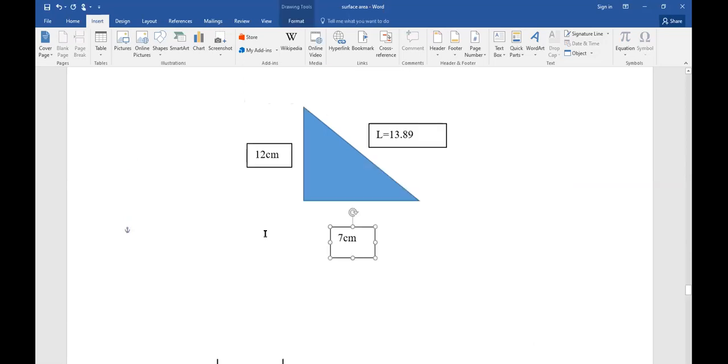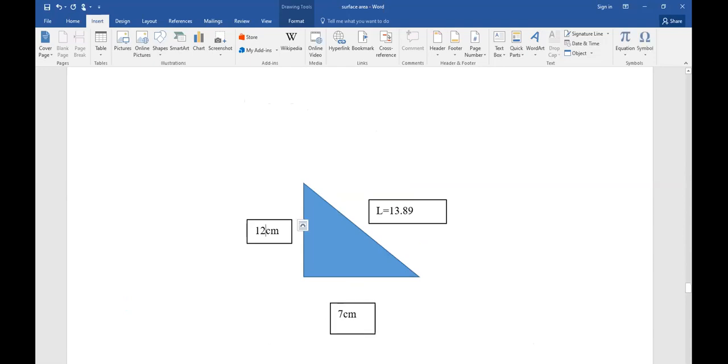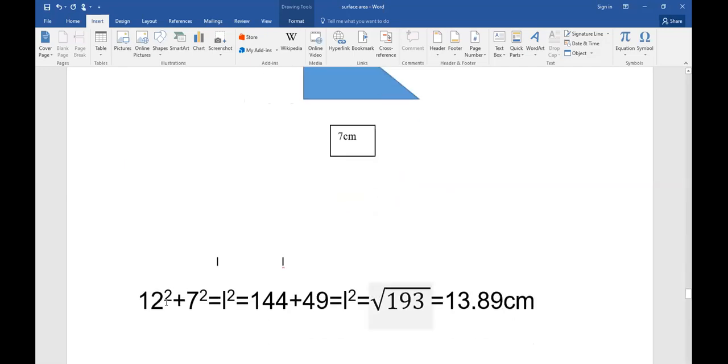Radius is 7, so this one now becomes 13 centimeter. So definitely this one is going to change. So it is 7 squared. So you are going to use, say, 13 squared plus 7 squared is equals to L squared.